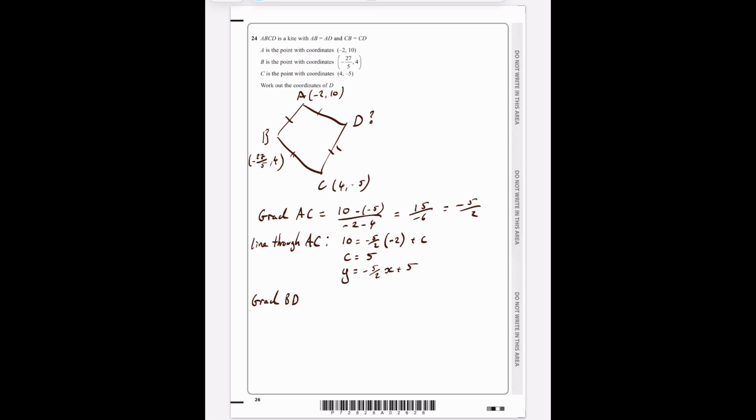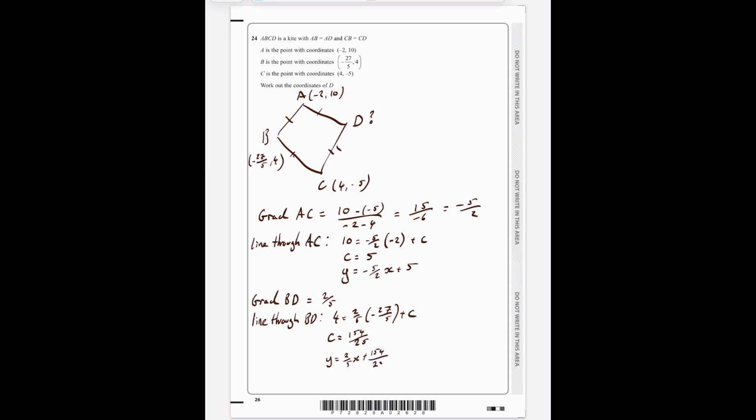For the one passing through BD, we know the line going through BD is perpendicular. So we're looking at the negative reciprocal of minus 5 over 2, which is of course 2/5. And then we can construct the line using y equals mx plus c again. We know it passes through the point B, so when y is 4, x is negative 27/5. Substitute that in and solve the equation to find c. C comes out as 154 over 25. And so the equation of the line passing through BD is y equals 2/5 x plus 154 over 25.